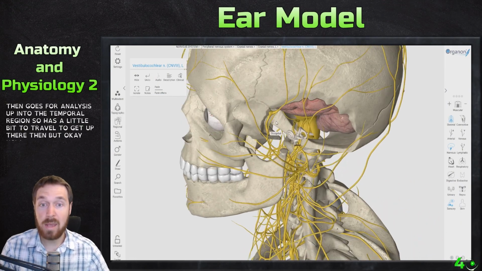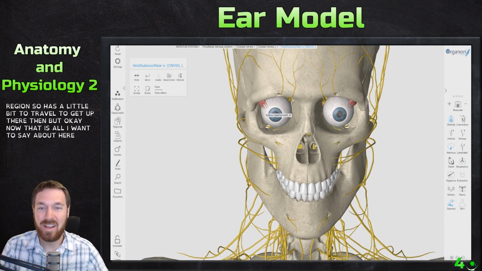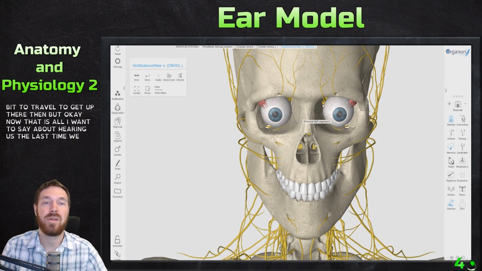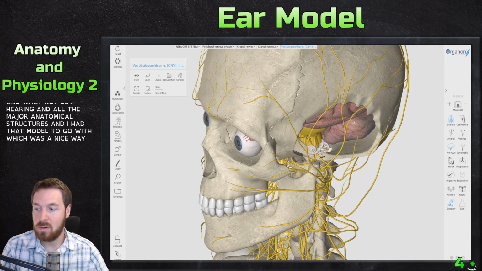But okay, now that is all I want to say about hearing. So last one we talked about vision and whatnot, but hearing and all the major anatomical structures, and I had that model to go with, which was a nice way to represent all this.